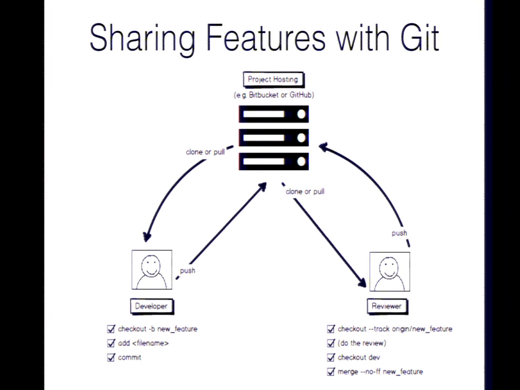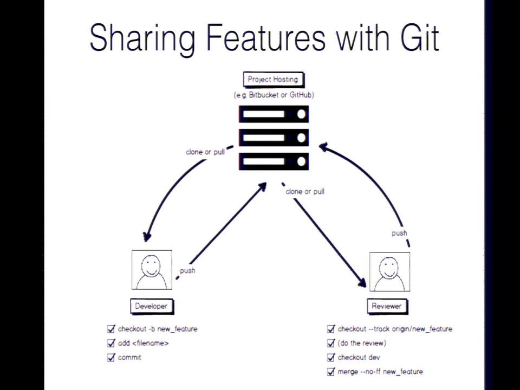So same diagram as I had before. We've now, however, renamed our arrow from step one. It's now called clone or pull. And then the arrow back up again is called push. And down at the bottom, I've got my checklist of things that I need to do as a developer.